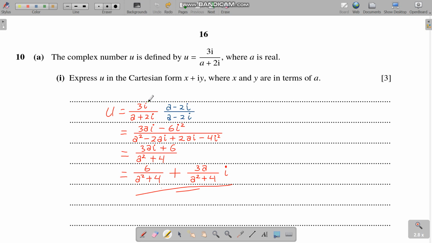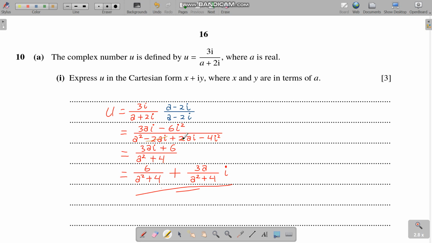Okay, now we multiply. 3i times a is 3ai, 3i times minus 2i we have minus 6i squared, and a times a is a squared, a times minus 2i is minus 2ai, 2i times a is plus 2ai, 2i times minus 2i is minus 4i squared. i squared is actually minus 1. So minus 6, that's why we have plus 6. And minus 4, that's why we have plus 4.